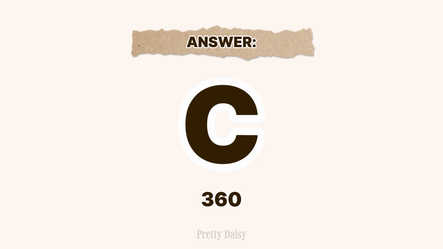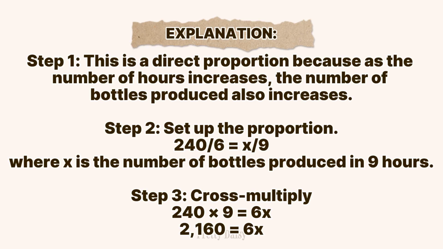Answer: C. 360. Step 1. This is a direct proportion because as the number of hours increases, the number of bottles produced also increases. Step 2. Set up the proportion. 240 over 6 equals x over 9. Here, x represents the number of bottles produced in 9 hours.